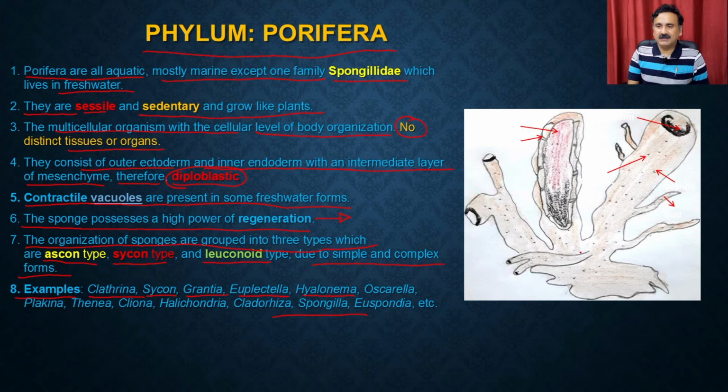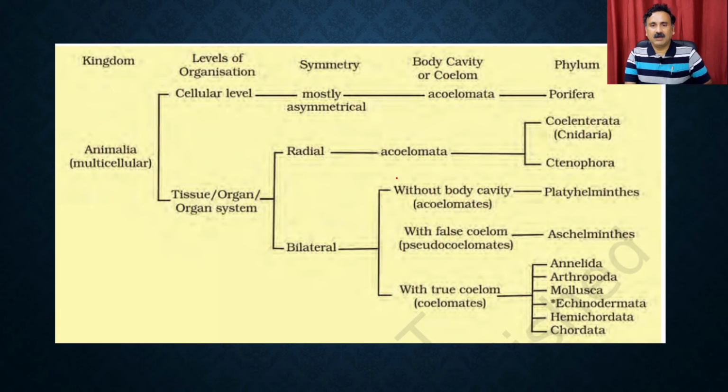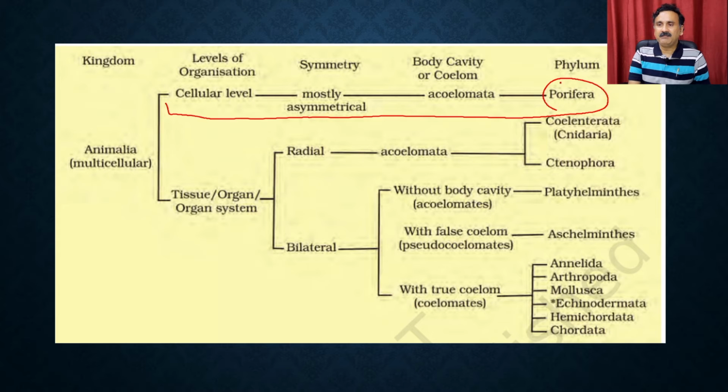What you see here is a typical sponge. You will see that it is attached to a hill or a surface, and then it grows like this. From this side is the mouth, through which the food enters the body. It filters the water, and along with the water it takes up whatever food material is present in that water. So these are marine animals, except for the one family, Spongillidae, which is also found in fresh water. So if you go with this criteria, it will end up in the phylum Porifera.